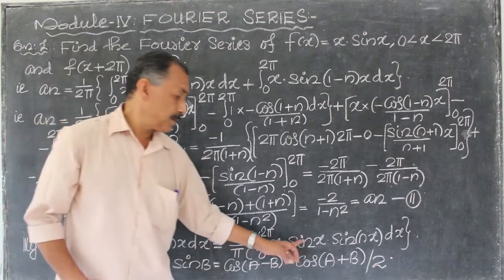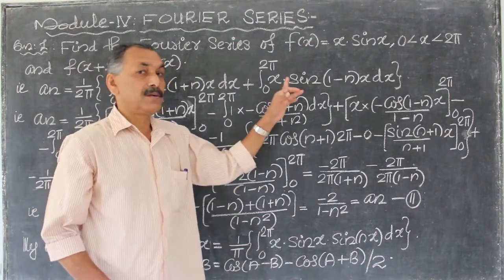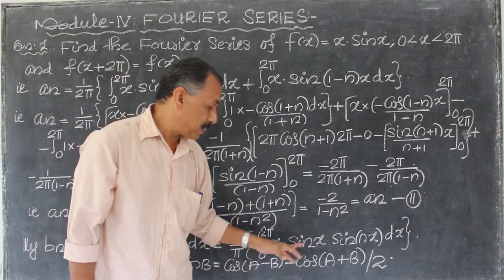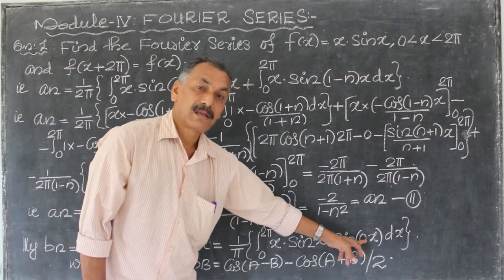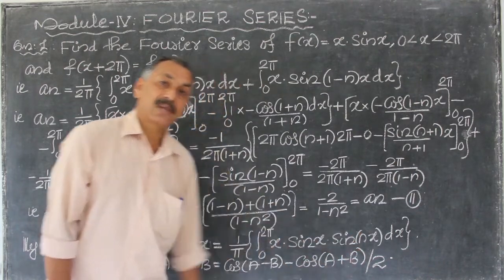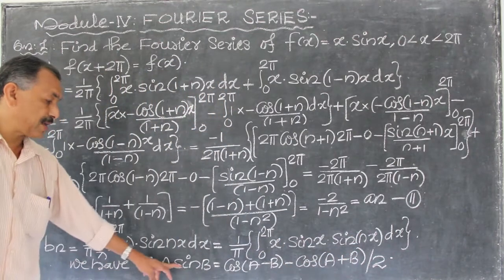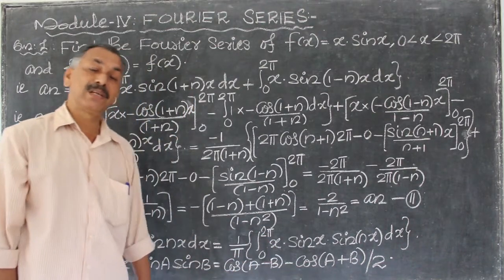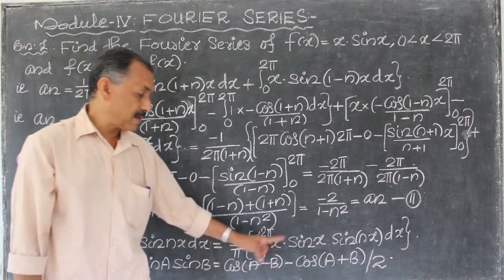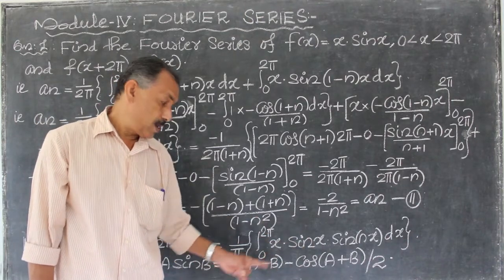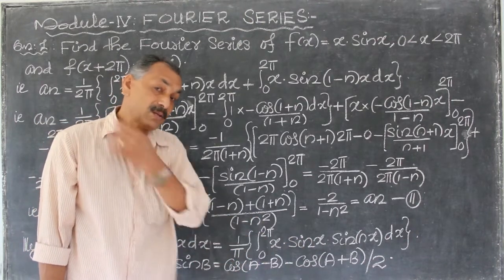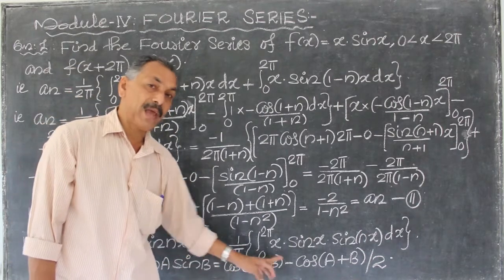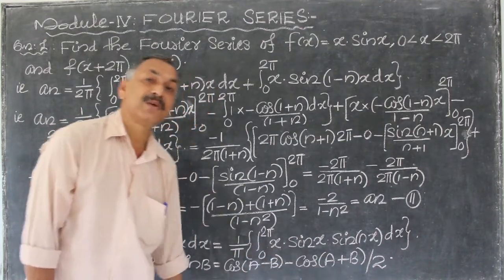This is x into sin x sin nx, which is in the form sin a sin b. What is sin a sin b? Sin a sin b is equal to cos of a minus b minus cos of a plus b divided by 2. That is, sin a sin b is equal to minus of cos of a plus b minus cos of a minus b divided by 2, so the minus 1 multiplied gives cos of a minus b minus cos of a plus b divided by 2.